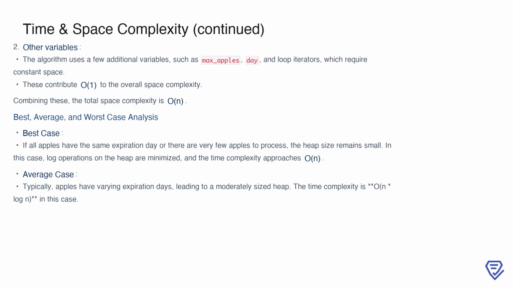Now, let's consider the best, average, and worst case scenarios. In the best case, if all apples have the same expiration day or only a few apples are available, the heap remains small, and the logarithmic operations on the heap are minimized. This reduces the time complexity to approximately O(n). Typically, in the average case, apples have varying expiration days, leading to a moderately sized heap. Here, the time complexity is O(n * log n).